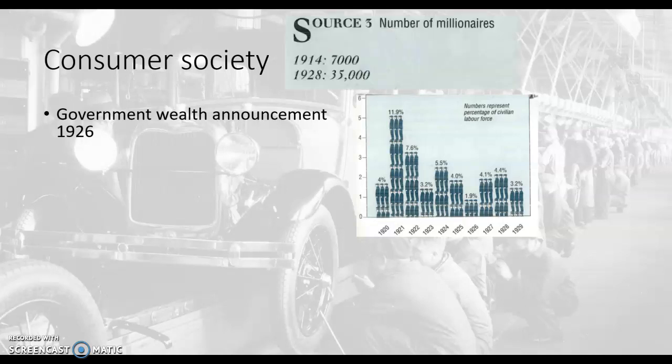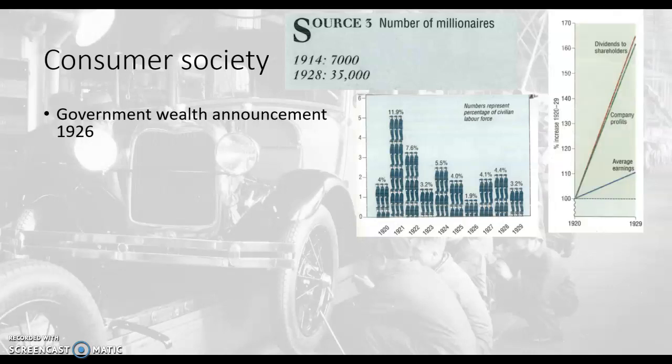I don't know if you can cast your mind back to the government announcement in 1926, where it said the standard of living in America was the highest it had ever been in the country's history. And just some evidence to support that, have a little look at source 3. In 1914 there were 7,000 millionaires. By 1928 that had grown fivefold to 35,000 millionaires.